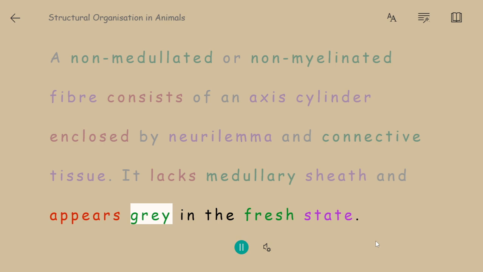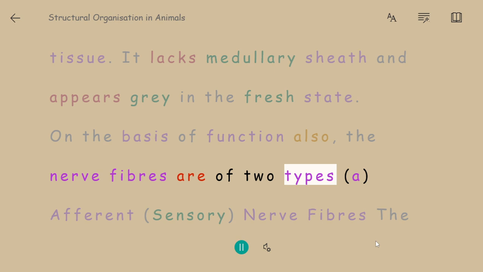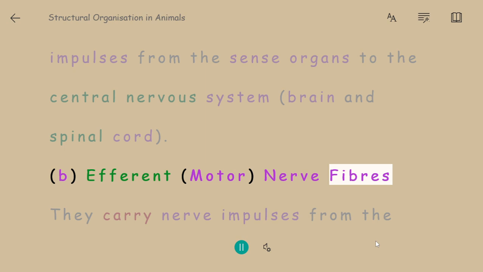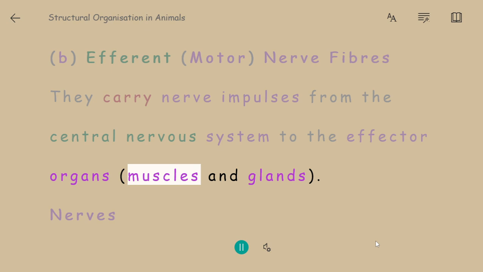On the basis of function also, the nerve fibers are of two types. A. Afferent, sensory, nerve fibers. The afferent nerve fibers carry the nerve impulses from the sense organs to the central nervous system, brain and spinal cord. B. Efferent, motor, nerve fibers. They carry nerve impulses from the central nervous system to the effector organs, muscles and glands.